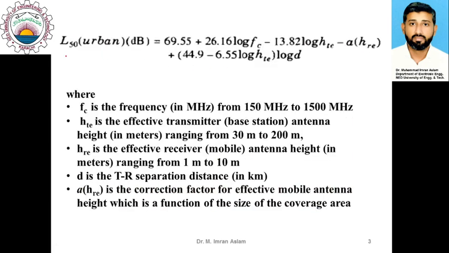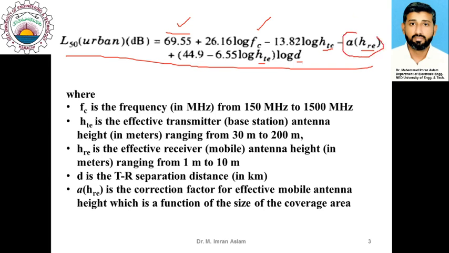So this is the formula for the Hata model. This 69.5 is a constant number, 26.16 log fc, where fc is the carrier frequency or operating frequency, HTE is the effective transmitter height, HRE is the effective receiver height, and again we use HTE here. d is the distance between transmitter and receiver, and this a is a function of HRE. So these are the conditions which are given.